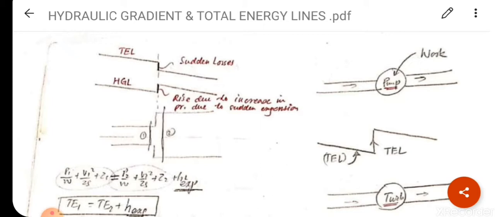This is total energy line moving, and at the junction, at the time when the diameter of pipe is changing, there will be kinetic head loss. Clear? So it will give you kinetic energy loss. So you all know that total energy line is the sum of all heads, but in this case kinetic energy is decreasing, so total energy line will decrease and then it will move as usual.